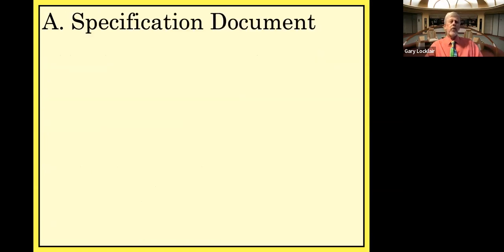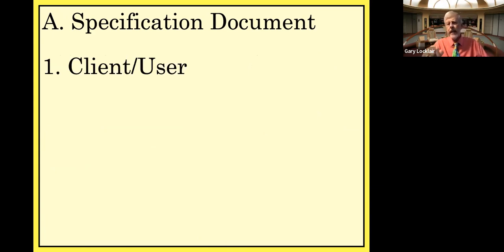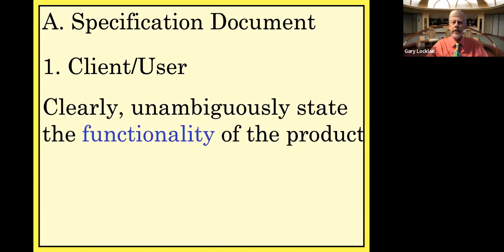All right. So a little more detail, and again, I'll encourage you to read this in the text. What does a specification document look like? But again, client and user. These are the folks outside of us. The specification document is for the client and user. It's not just an internal document for us. It is for the client and the user. Therefore, we have to clearly and unambiguously state the functionality of the product.